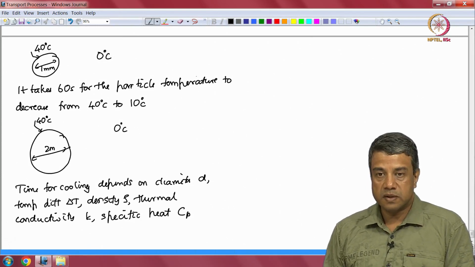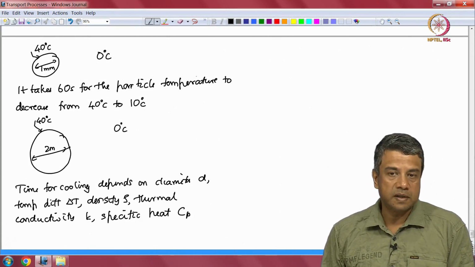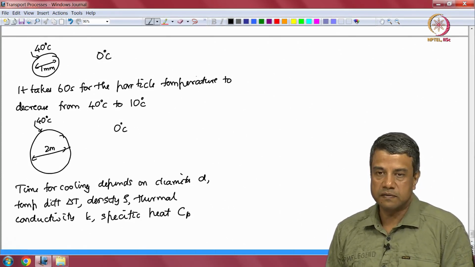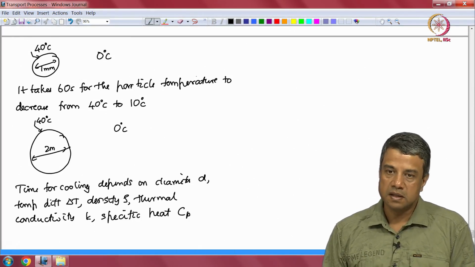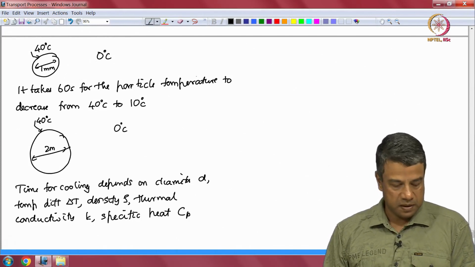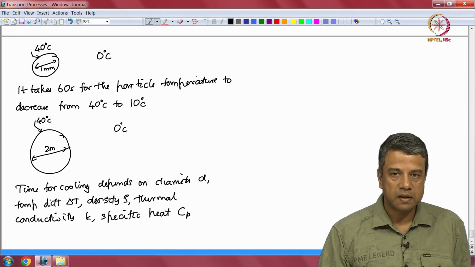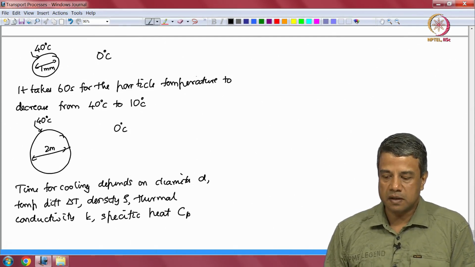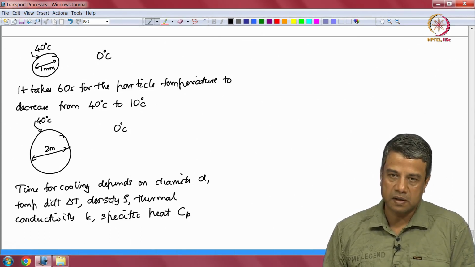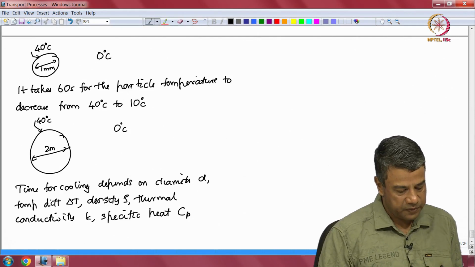Now, in these two situations, the temperature difference is kept exactly the same. The temperature difference at the initial stage and the temperature difference at the final stage is kept exactly the same. Okay. So, therefore, one has to find out what is the time required for a particle of a higher diameter as compared to a particle of a lower diameter.